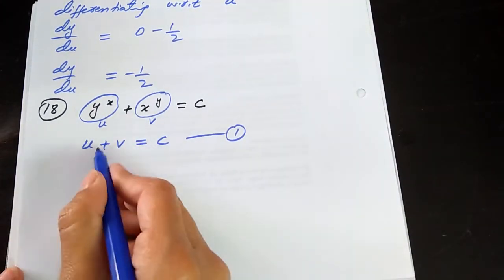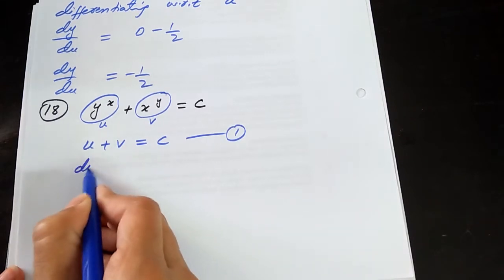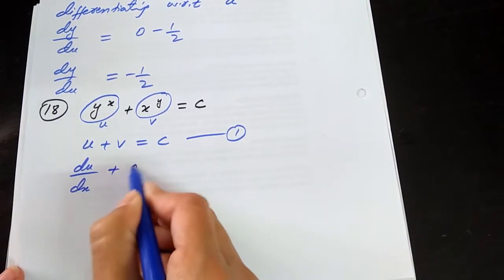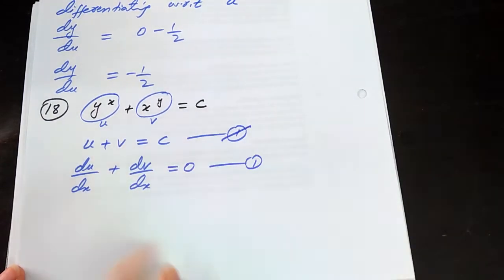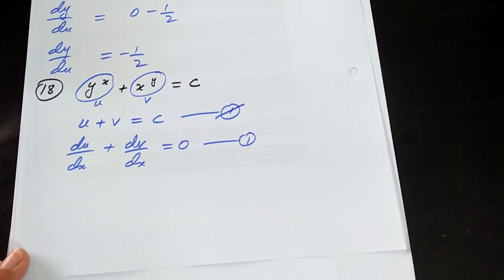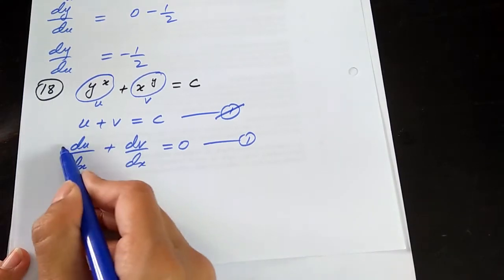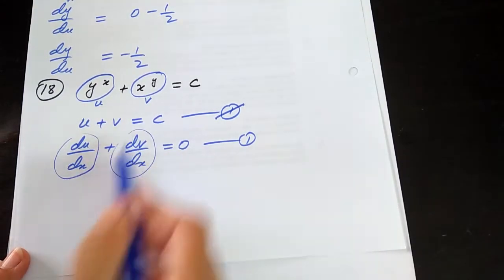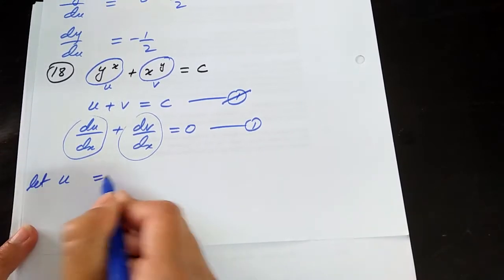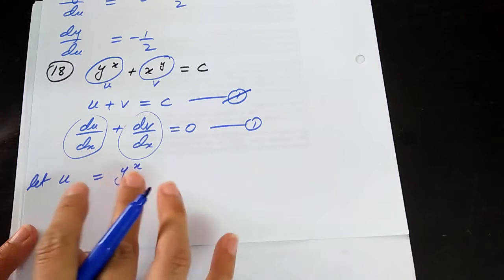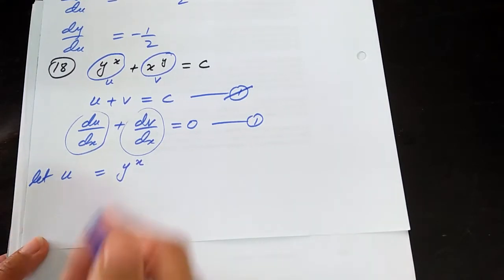Now take the derivative with respect to x. So we will get du by dx plus dv by dx is equal to 0. Now we need the values of du by dx and dv by dx. For that purpose, what is my u? Let u is equal to y raised to power x. Now differentiating both sides, this will give me.